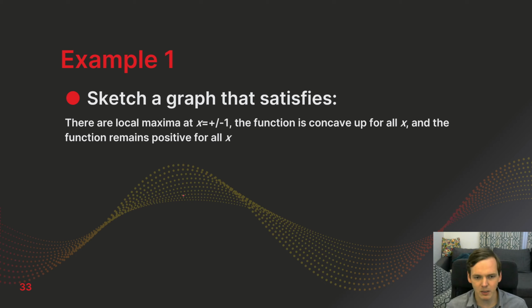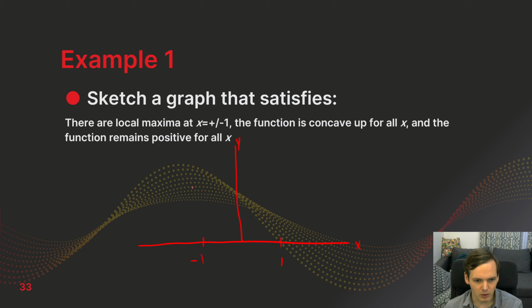There's local maxima at x equals plus or minus 1. The function is concave up for all x, and the function remains positive for all x. So I'm going to need my graph here. I don't need to go into the negative because they told me it's all positive. So this will be my x and my y at x equals minus 1 and plus 1, we have local maxima. The function is concave up for all x, and it remains positive.